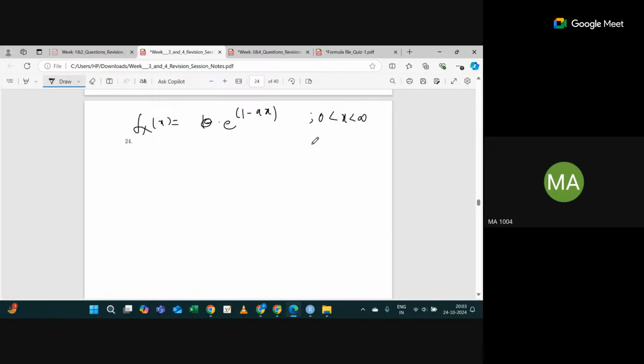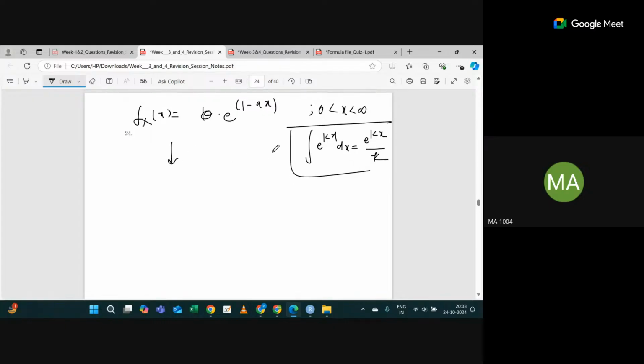You can see this hint is given to you. If you want to integrate e raised to power kx dx, it will be e raised to power kx divided by that constant, right? This is the hint. So first of all, this will be positive. Second, I can use the property that area under the curve should be equal to 1. So the integral from 0 to infinity of e raised to power 1 minus ax dx should be equal to 1.